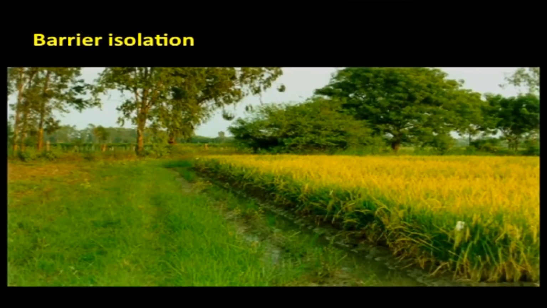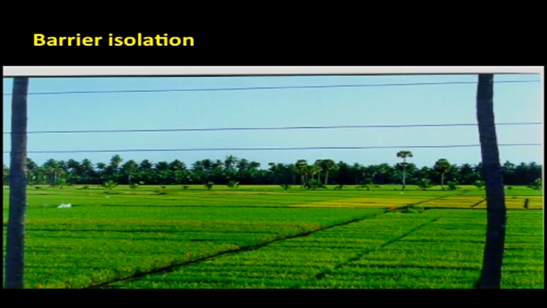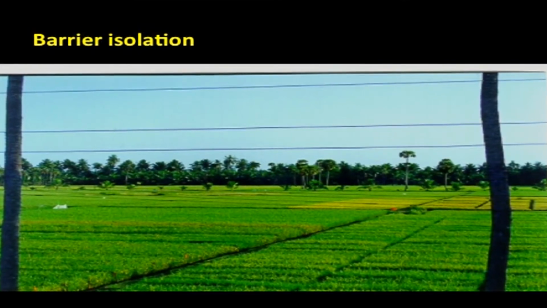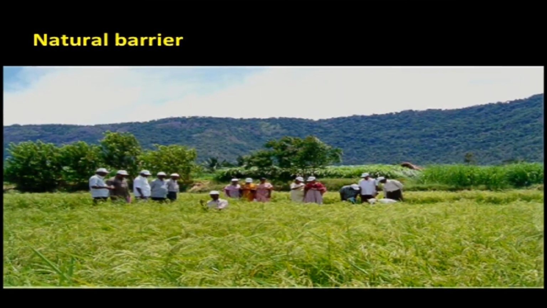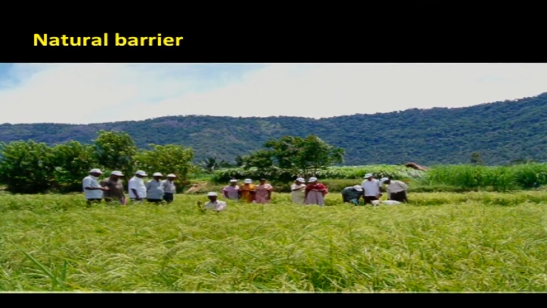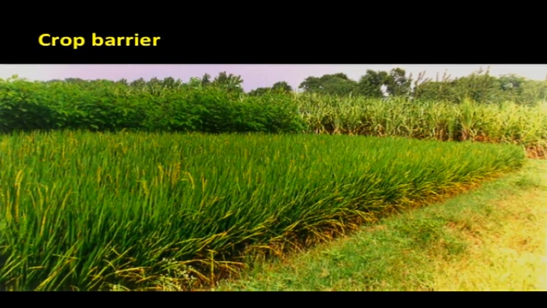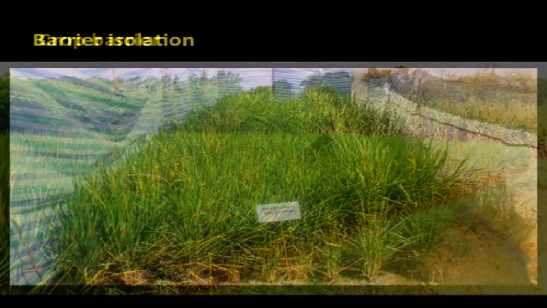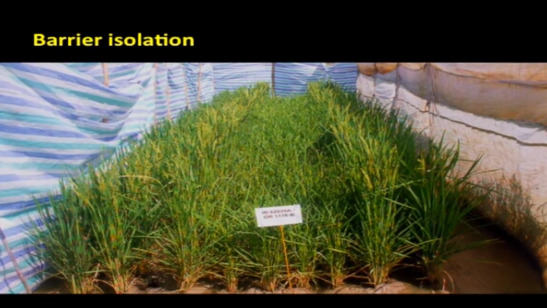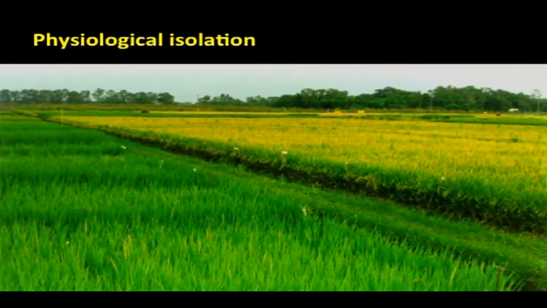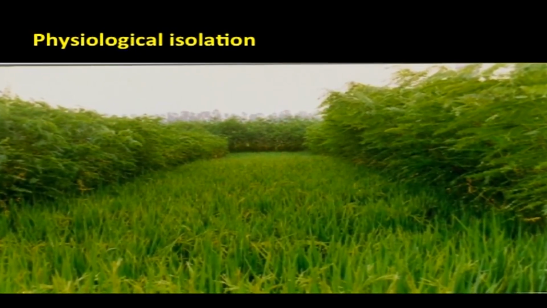Then third point is barrier isolation. If physical or time isolation is not possible, we can go for barrier isolation by erecting tall shelter trees. We can go for barrier isolation by natural or artificial. Here the natural barriers means erecting sesbania, maize and sunflower crops. The artificial barrier means erecting plastic cover to avoid contamination. Fourth one is physiological isolation. It differs in flowering due to change in altitude.